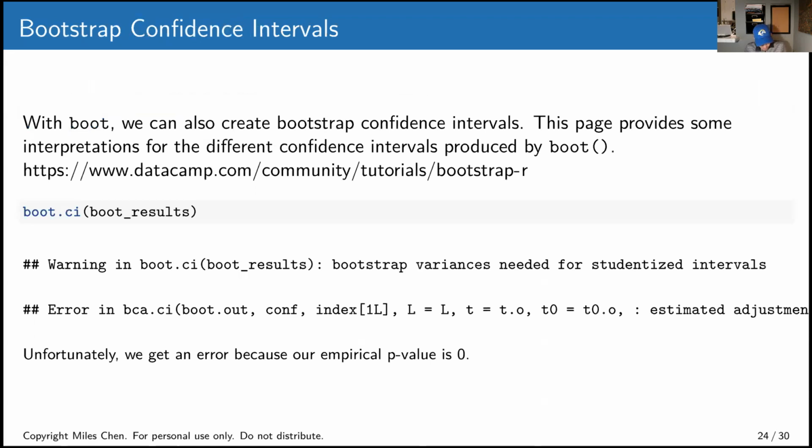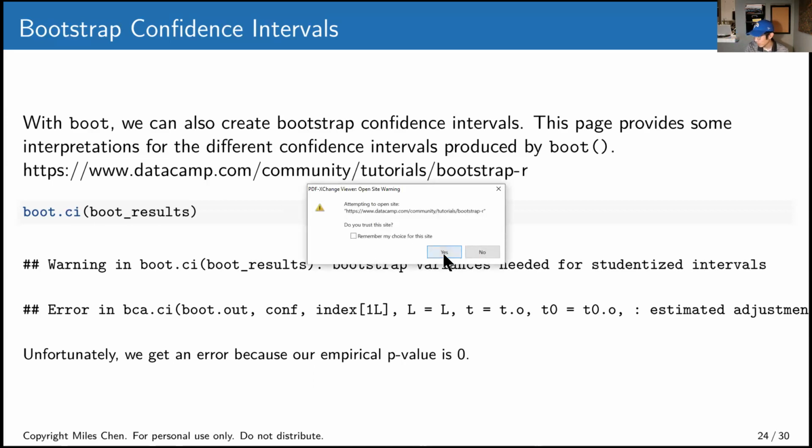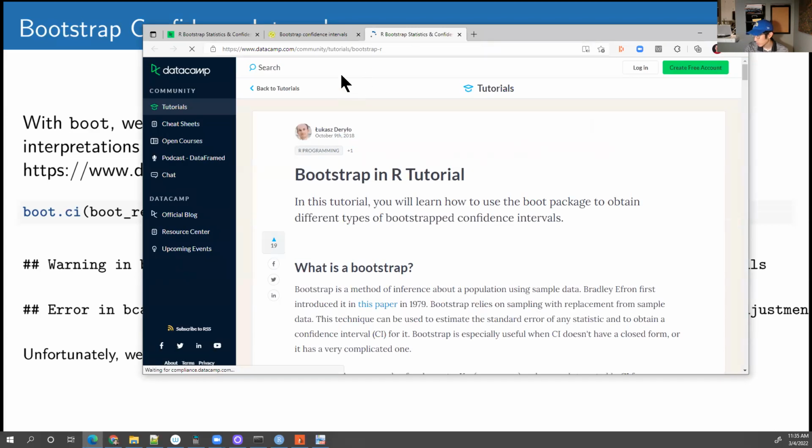You can also create confidence intervals. There is a function called boot.ci, and this will create confidence intervals based on the bootstrap results that we have. There's a little bit more information about this on DataCamp.